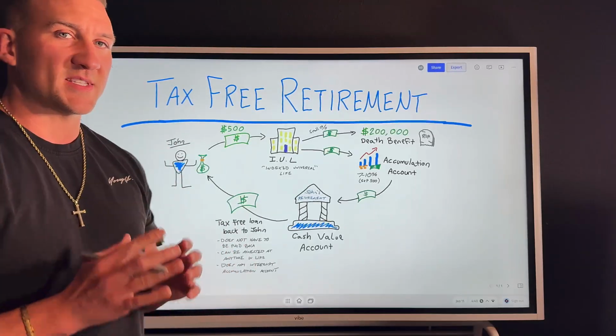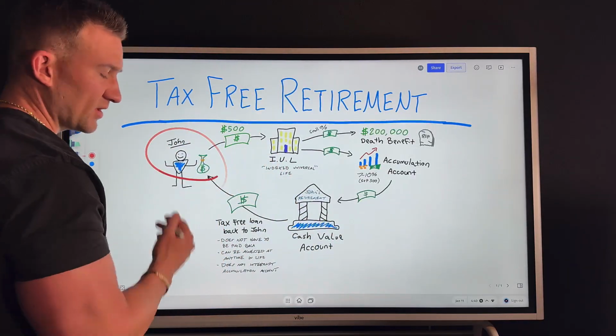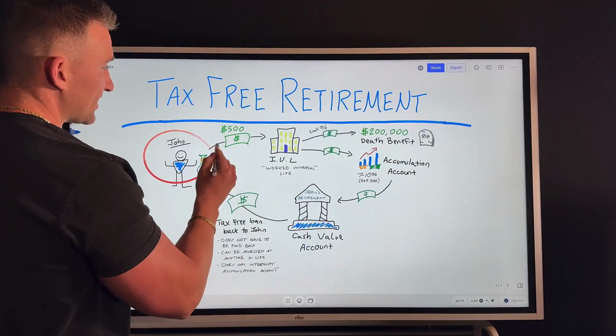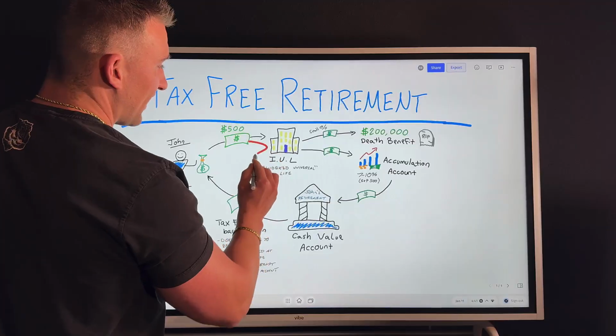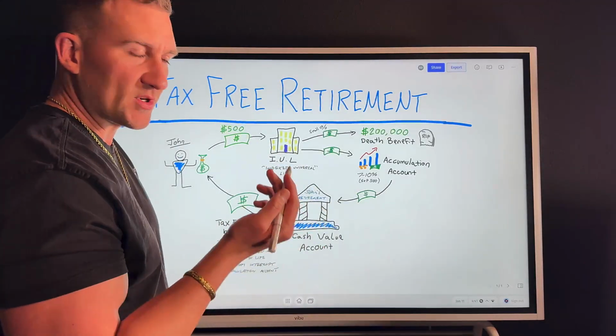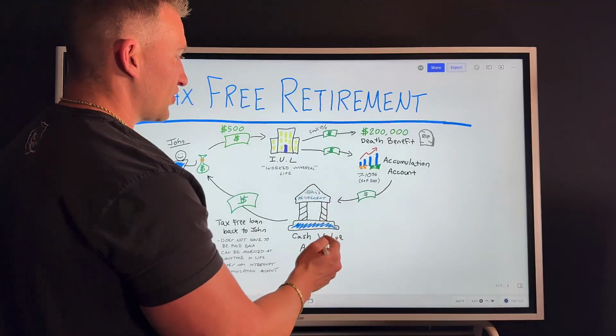Let's take a look at setting up a tax-free retirement account using an IUL. So John is going to be you in this scenario. John wants to save $500 per month into his IUL. So he pays $500 to an insurance carrier that provides him with an indexed universal life insurance contract.